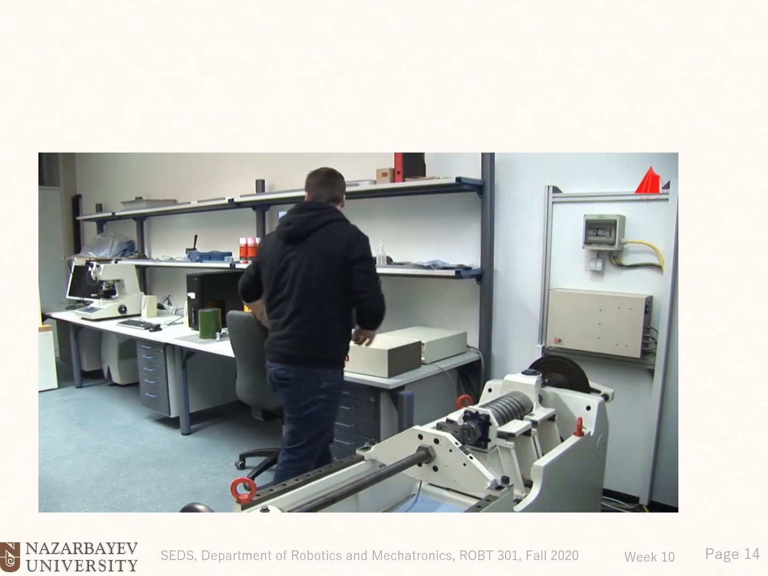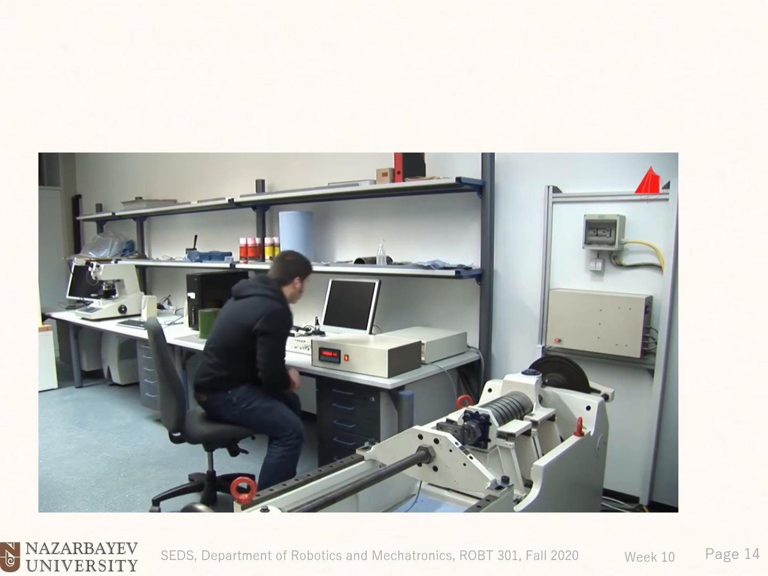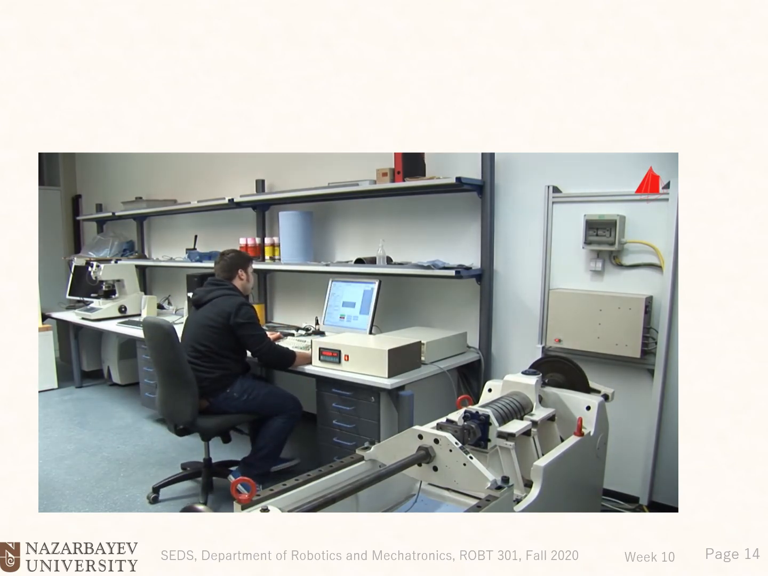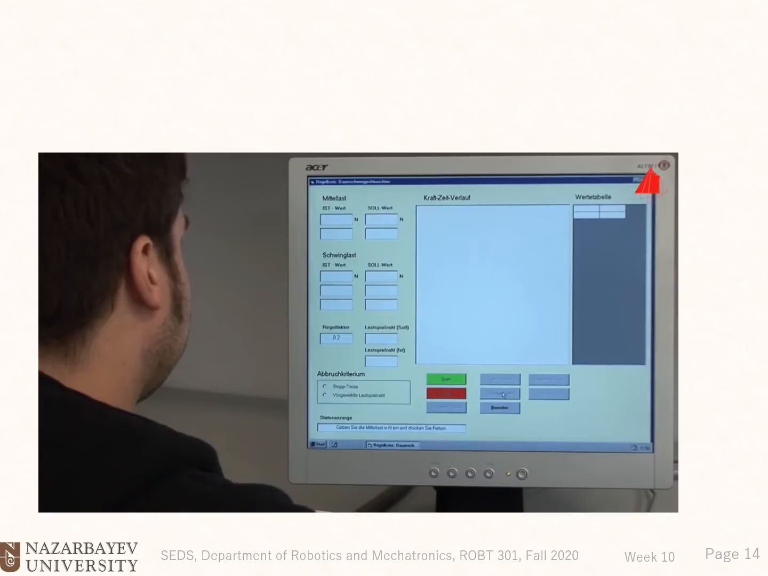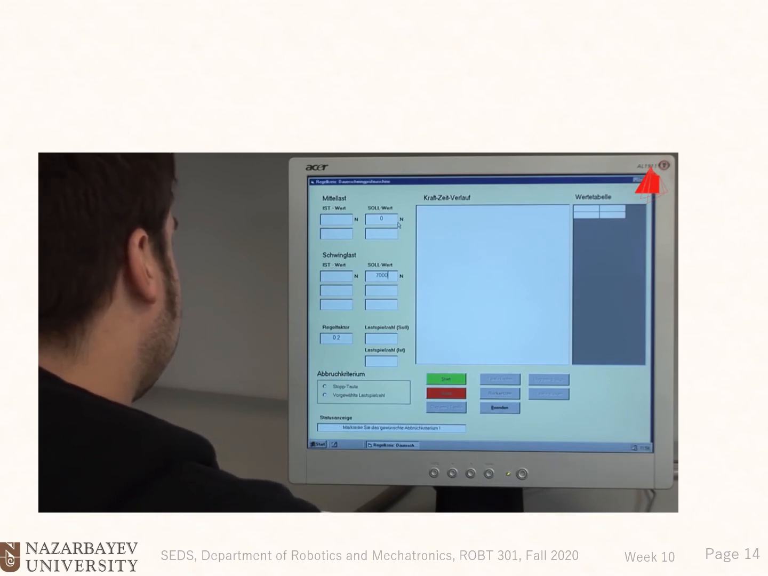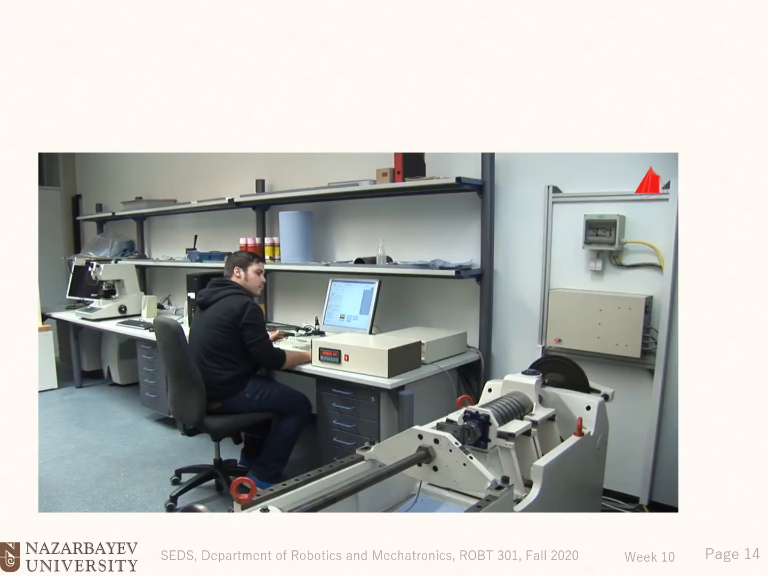The material tester then selects the appropriate test parameters on the control computer. He intends to load the first specimen alternately with a tensile force of 7 kilonewtons and a compressive force of 7 kilonewtons. The mean force is 0. A click on the start button and the testing machine begins to stress the specimen periodically.